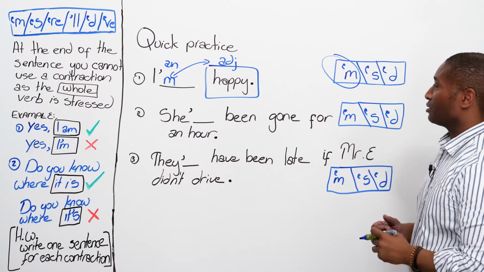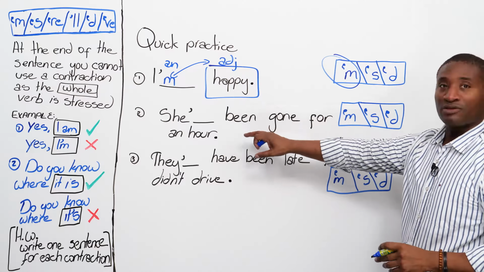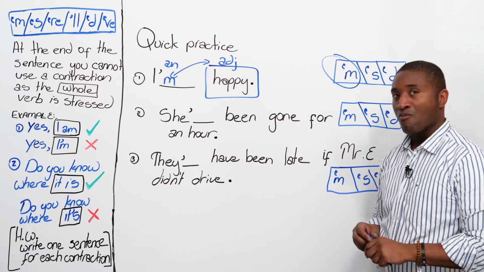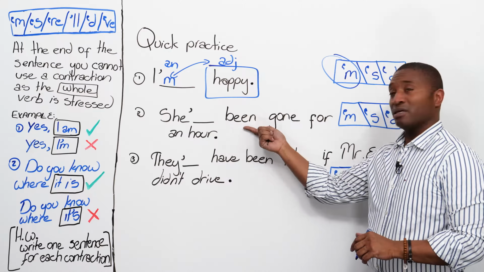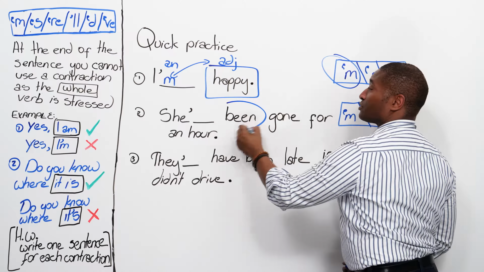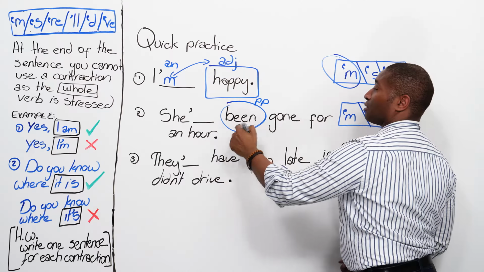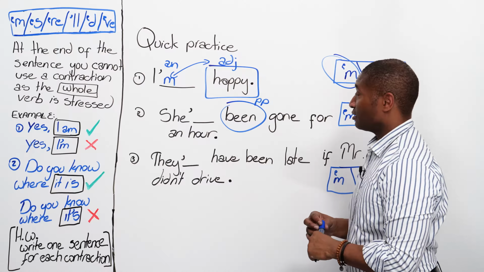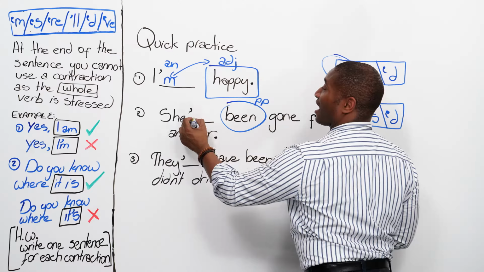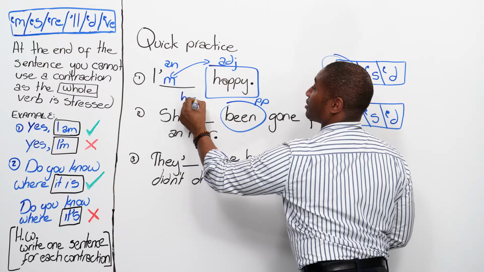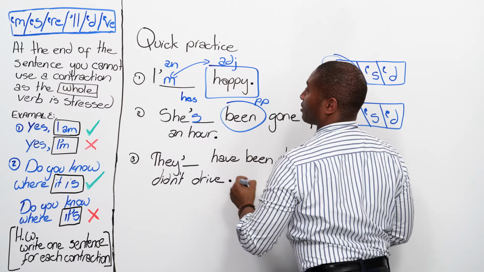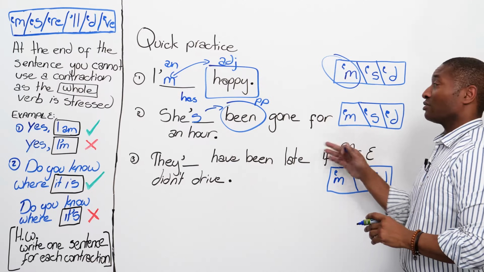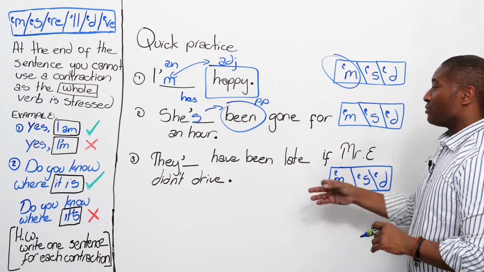Good. What about the next one? She, something, been gone for an hour. Remember we said been, on words like these, past participles will follow what kind of verb? Okay. Well, it's the verb has, right? So she has, because it's a past participle, goes there. Okay. So this is she has been gone. It's a past participle.